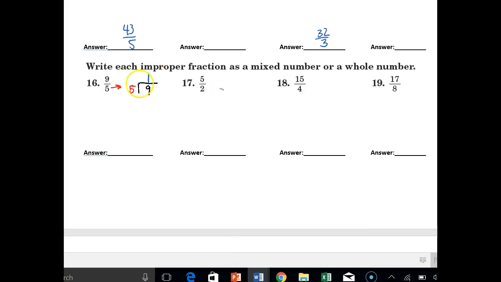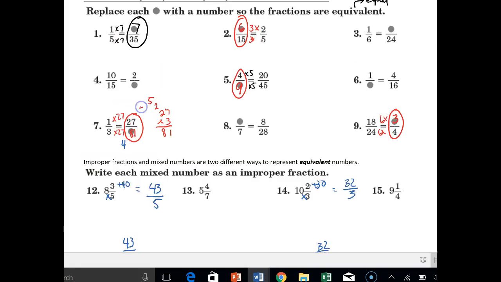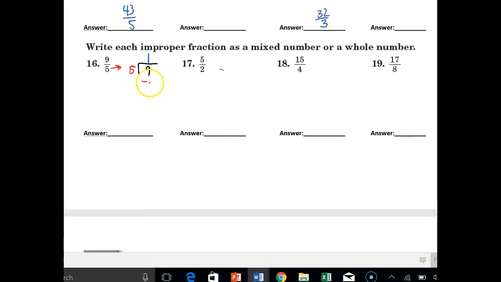All right, so then 1 times 5 is 5, so I subtract 5. Sorry about that again. Minus 5, and I have 4 left over. So this is my answer. My whole number is 1, right? Got that from right there. And 4 left over, keep the denominator, 5. 1 and 4/5, right? 5 goes into 9 one time with 4 left over, 1 and 4/5.